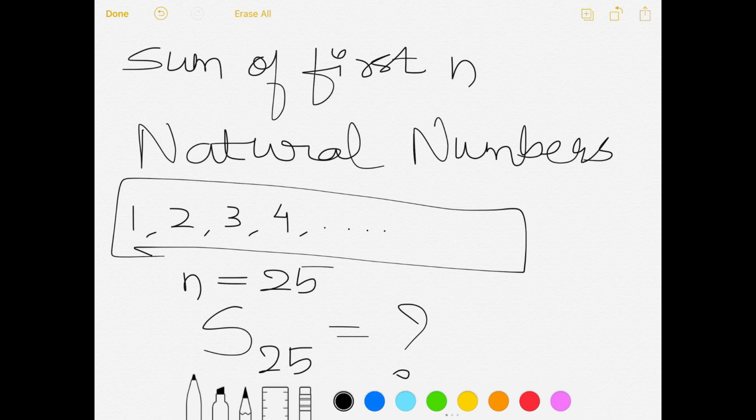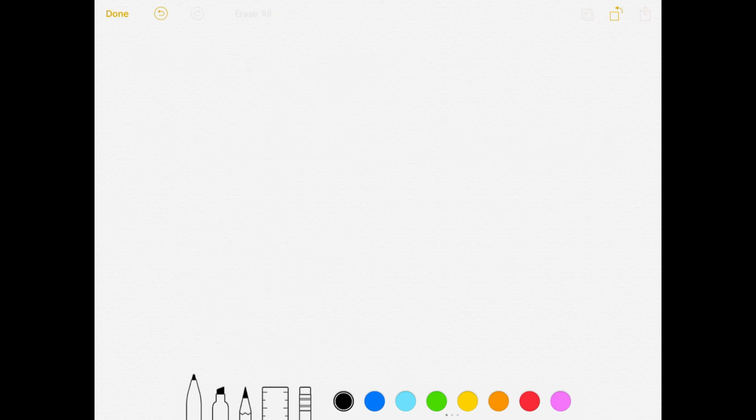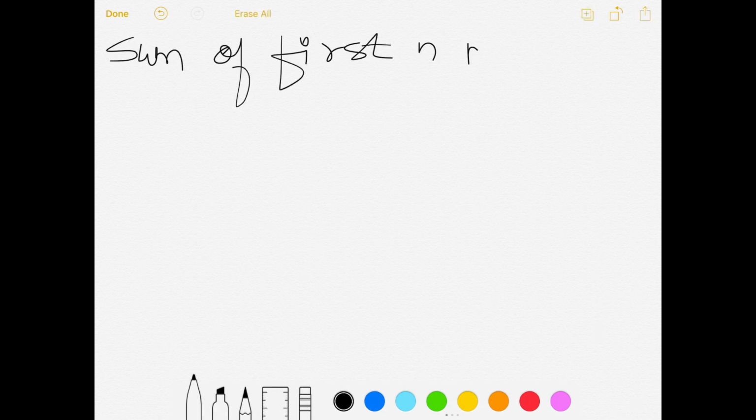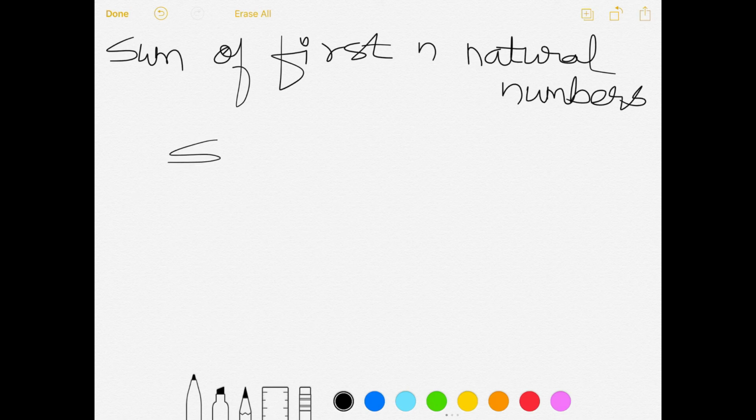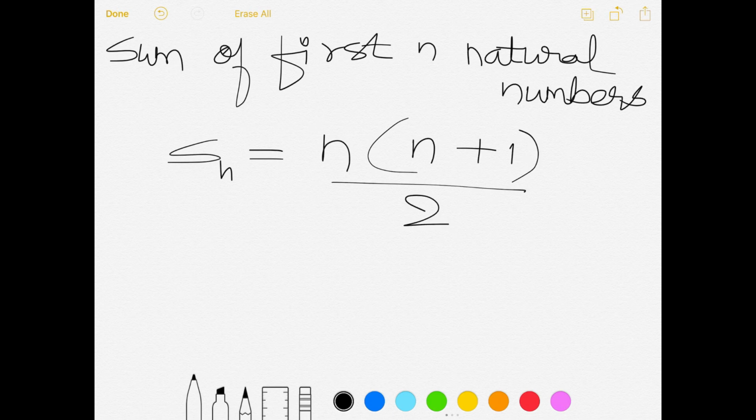So इसका shortcut formula s of n when we are finding the sum of first n natural numbers. The formula looks like this: Sn is equal to n multiplied by n plus 1 whole divided by 2. Nomenclature same रहेगा. n is the number of terms, ठीक है, कितने आपको चाहिए. For example 10 terms, 20 terms, 25 terms. So Sn is equal to n multiplied by n plus 1 divided by 2.